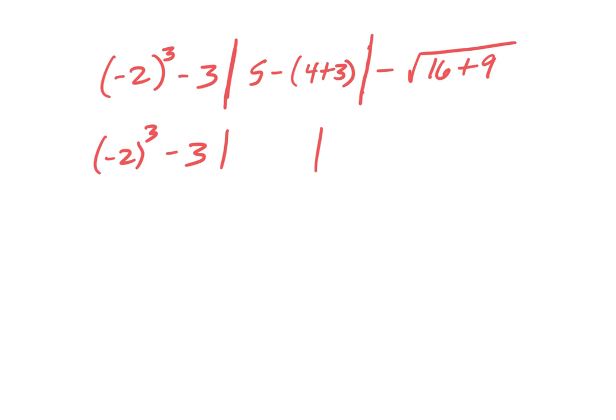Here we have a grouping symbol within a grouping symbol. We have parentheses inside of an absolute value. 4 plus 3 is 7. 5 minus 7 is negative 2. Okay? Minus the square root of 25. Okay? So step 1 is done. Parentheses, grouping symbols are all done. Everybody with me there? Okay? Yeah, we're with you. Next step should be exponents, right?